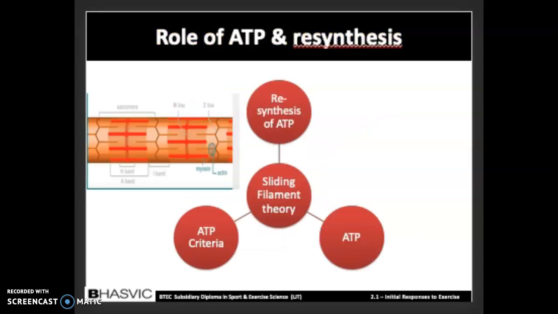The role of ATP in resynthesis. ATP is adenosine triphosphate and fits into nucleic acids. It contains three phosphates, a sugar, which is ribose, and adenine, which is a base. ATP carries energy, and it is required to carry out cellular processes such as active transport or muscle contraction. ATP is gained from food molecules and is used as fuel for cellular processes.